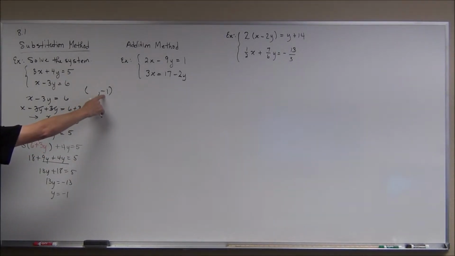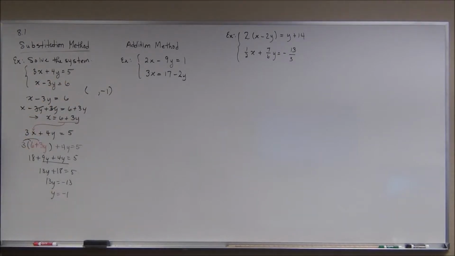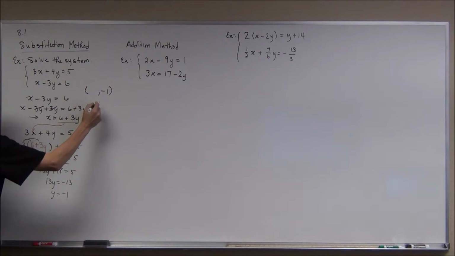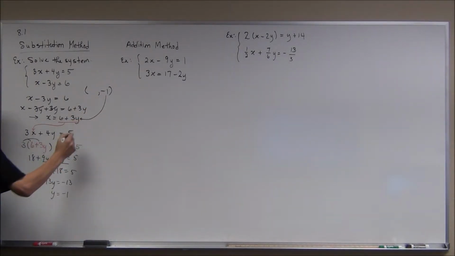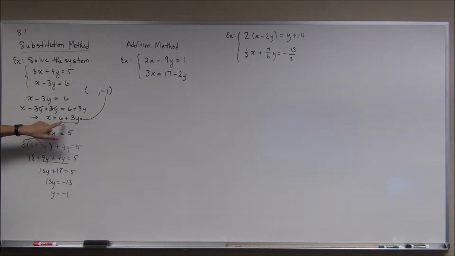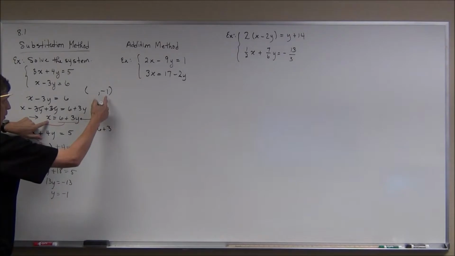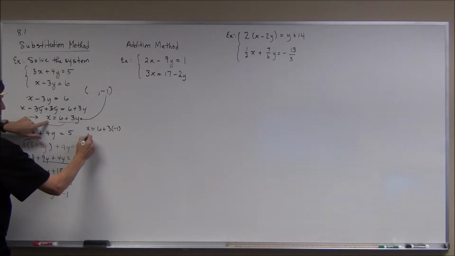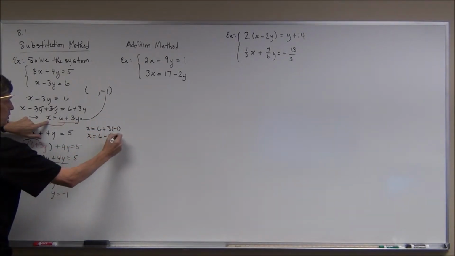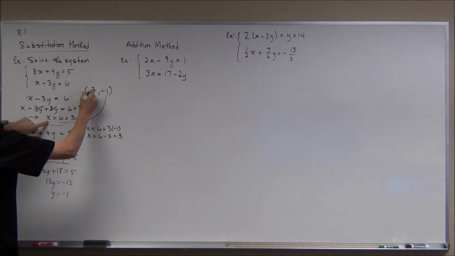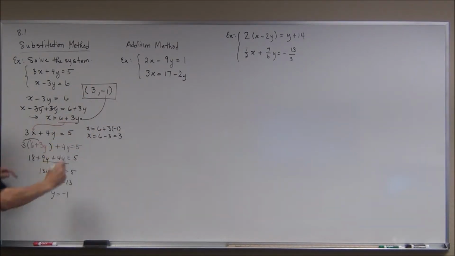Given one of the coordinates, the y coordinate, you plug back into either equation. But my suggestion is plug it back in to the equation that you used for your substitution, because the variable x is already isolated. That would give me x is equal to 6 plus 3 times y, which is negative 1. I get x is equal to 6 minus 3, which is 3. 3 goes right up there. That appears to be my answer.